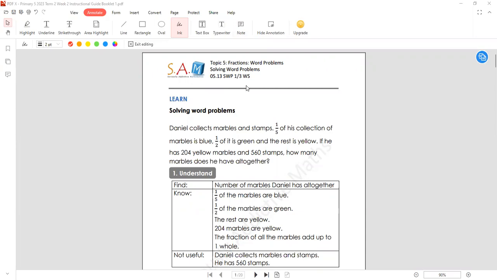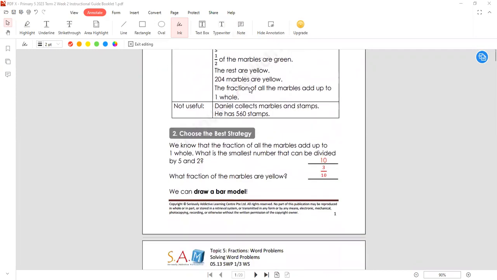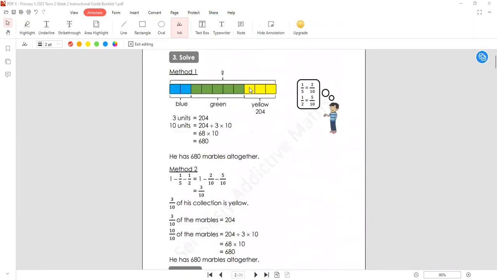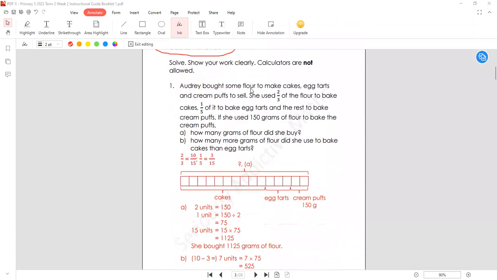All right, so for this week, we're going to focus on one booklet because it's word problems. It may be a bit challenging for some students. Hence, I thought we go a bit more detailed and take a bit more time, right? So let's just jump straight into guided practice.